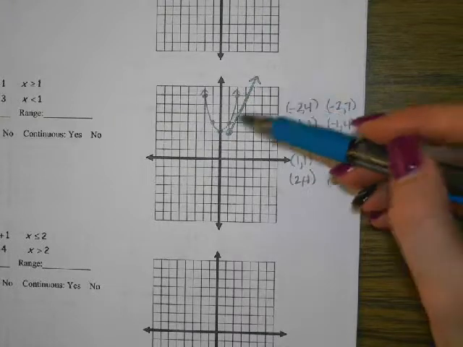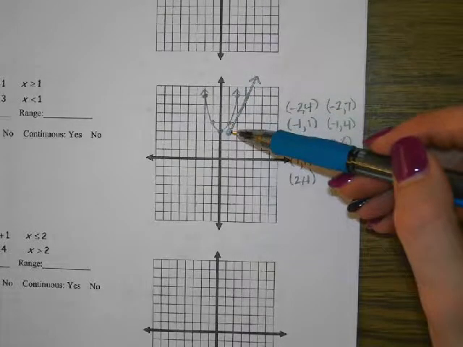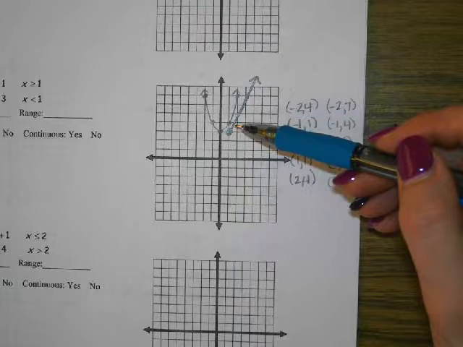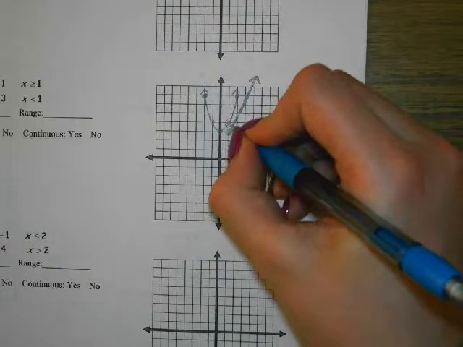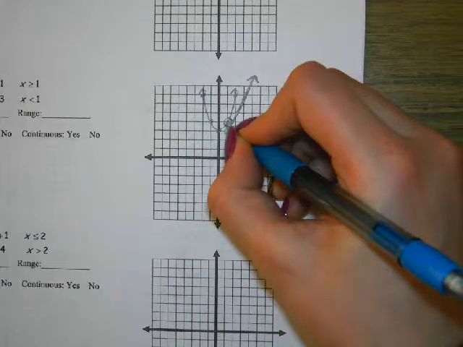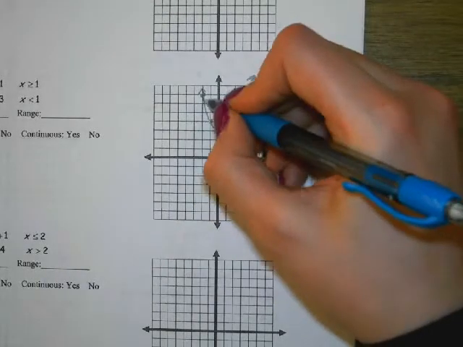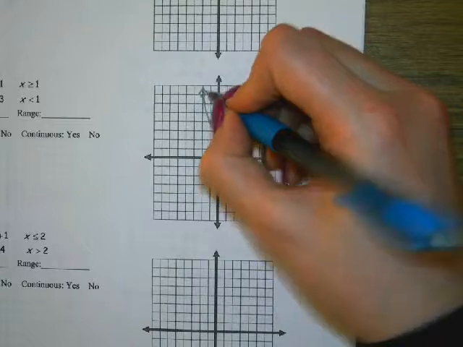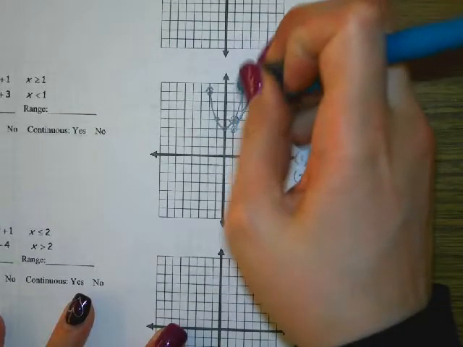Okay, when I put the circle on the parabola, should the circle be open or should it be filled in? It should be open. And then what part of the parabola am I keeping? The left side. So I'm keeping this, and then this part gets erased.